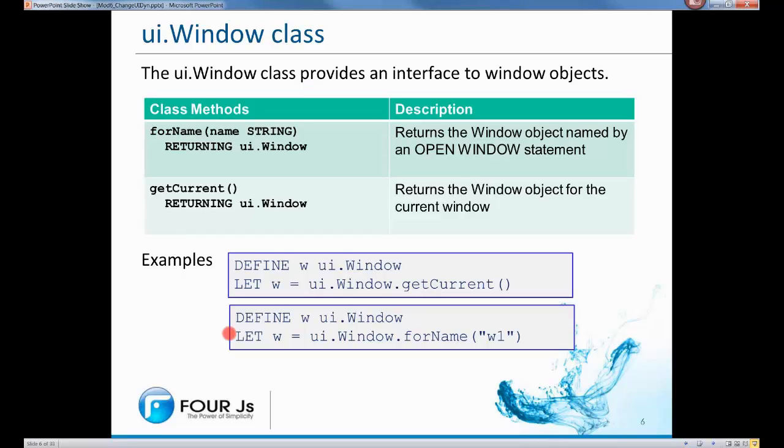Just wanted to point out, when you print out or look at the PDFs that I sent you, there's a third way that they give you at the bottom of page 6. And this is a way to get the current window using the ui.Interface class. They provide it for you here, so I just wanted to point out that it did exist. The reason it's not on a slide is it's not a way that we commonly use.